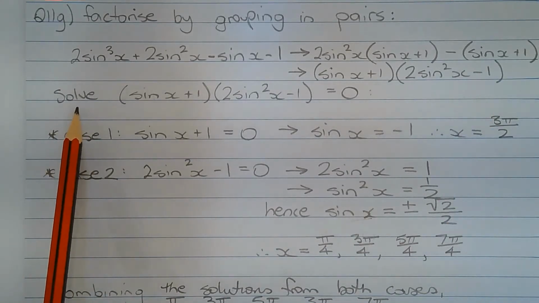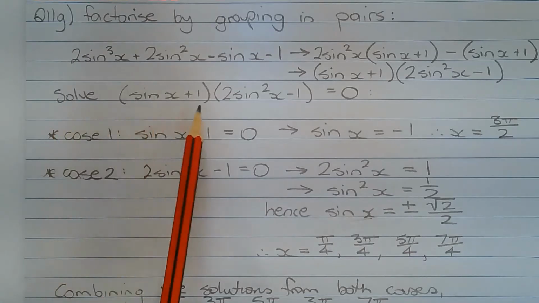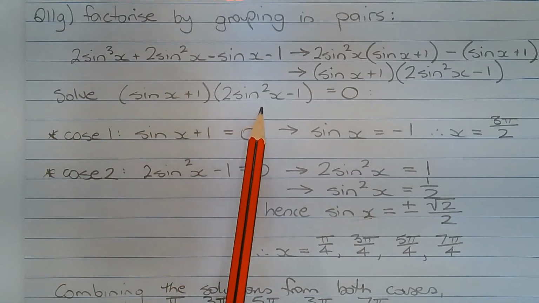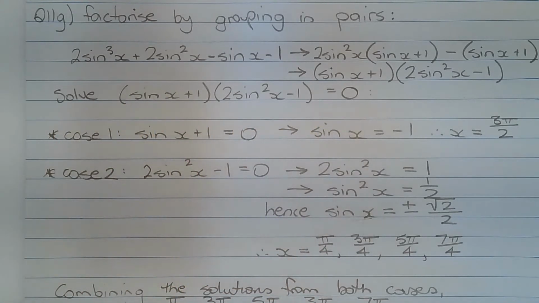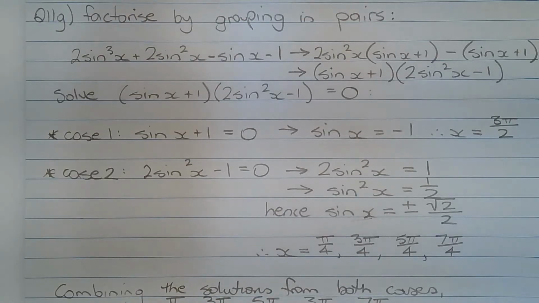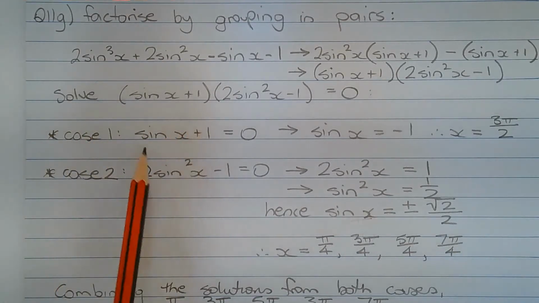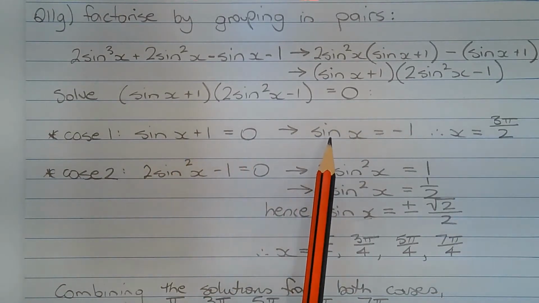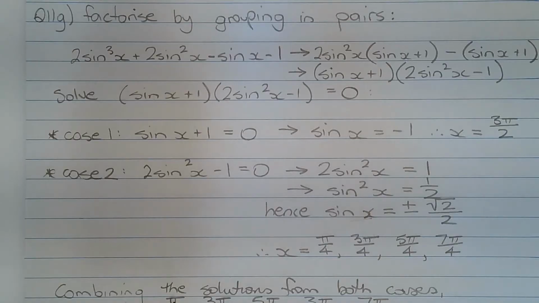Next, we solve the equation in factor form. So we're going to solve sine x plus 1 in brackets multiplied by 2 sine squared x minus 1 in brackets equals 0. And for this equation to equal 0, either one of these two brackets or both need to equal 0. And this can be split into two cases. So case 1, we have sine x plus 1 equals 0. Subtracting 1 from both sides, we get sine x equals -1, and therefore x equals 3 pi over 2 radians.